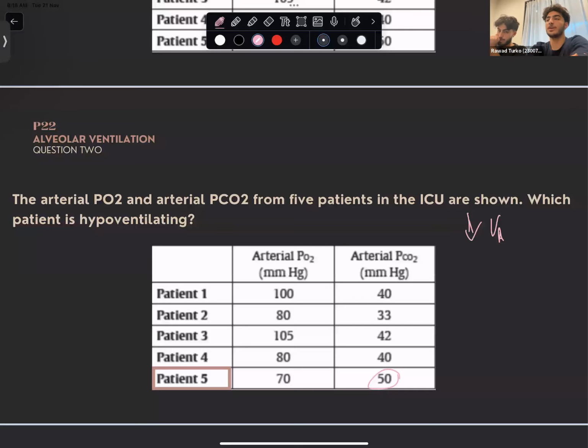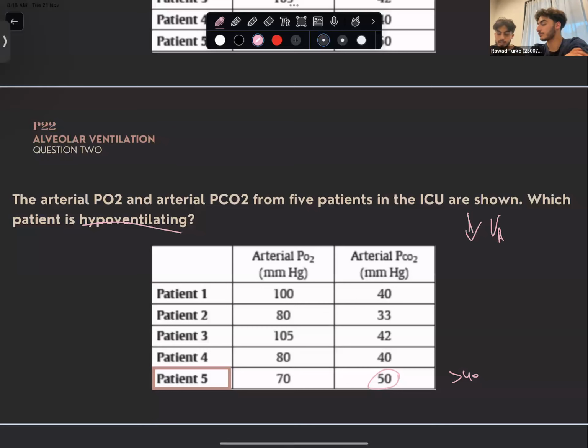The normal number, where if you go higher than this number, that's where you have hypoventilation or hypercapnia. Yeah, hypercapnia. Do we know? 40. Yeah, 40. So more than 40 means hypercapnia, means there is high PCO2. That's when we say there's hypoventilation, when there's high PCO2. And then when there's high PCO2, we're hypoventilating.